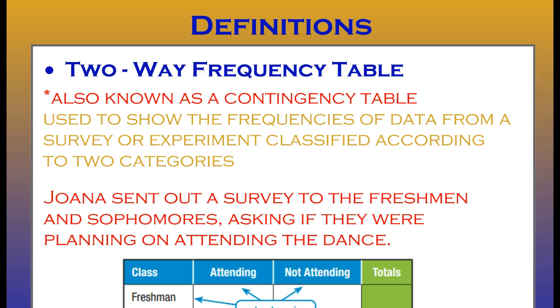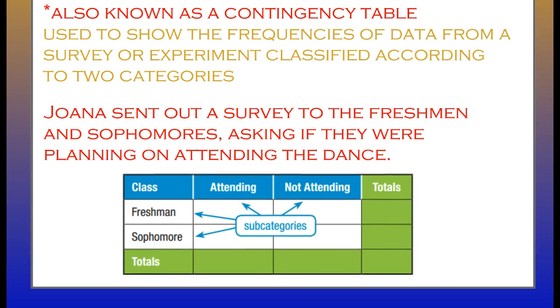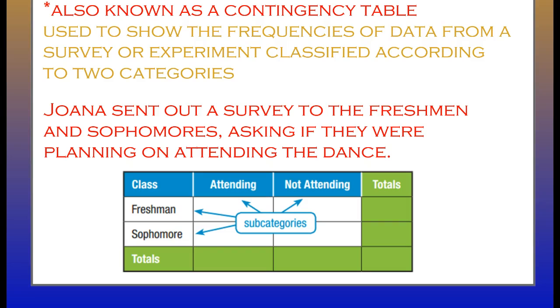An example of this would be Joanna sent a survey to the freshmen and sophomores asking if they were planning on attending the dance. As you can see, we have a couple different things going on here. In this first row, these will be the respondents of the freshmen: the number attending, the number not attending, and then the total number of freshman responses. In the second row, we have the number of sophomores attending, the number of sophomores not attending, and then the total number of sophomores responding.